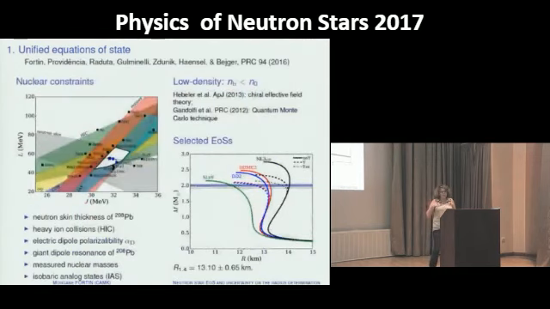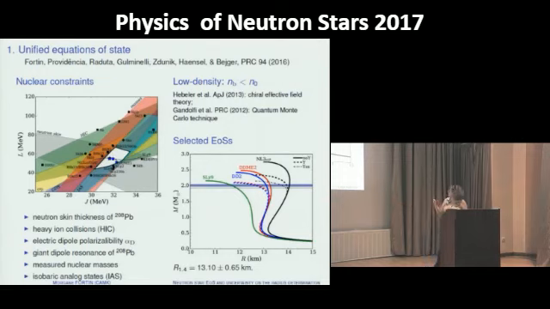We also confronted our large set of equations of state to a set of constraints. So first, experimental constraints on the symmetry energy and its slope. These are constraints obtained using different experimental observables. They are listed here, and they correspond to these different contours. And the region where all constraints meet is this white region.